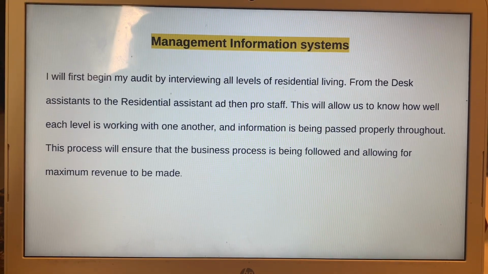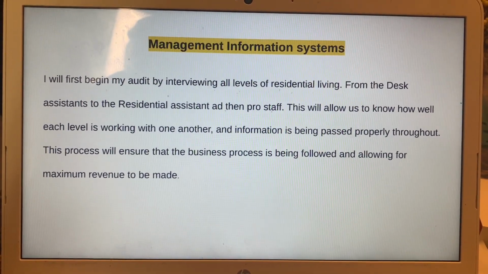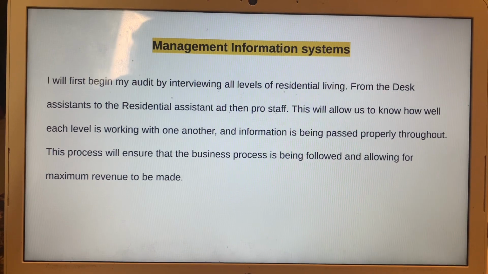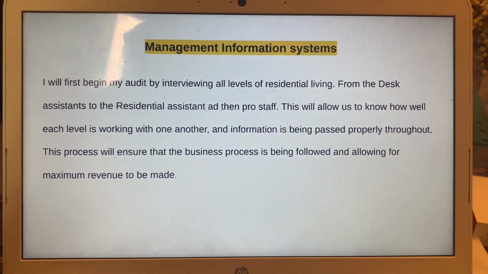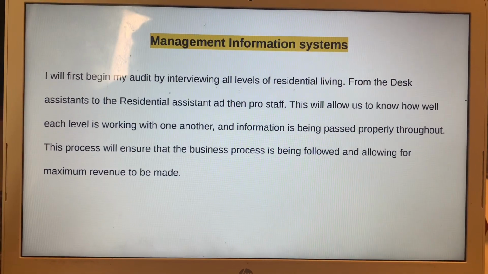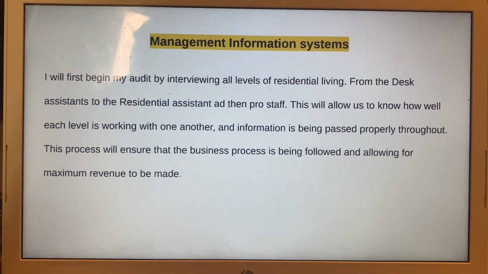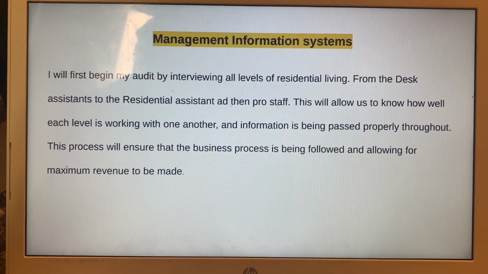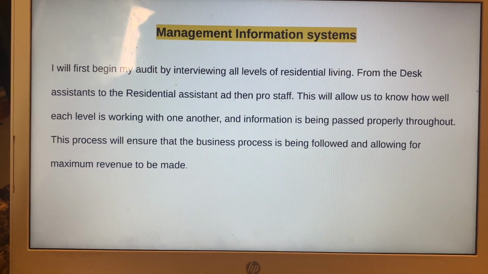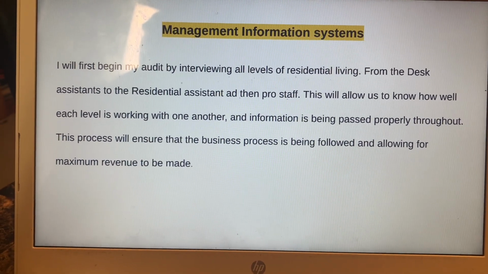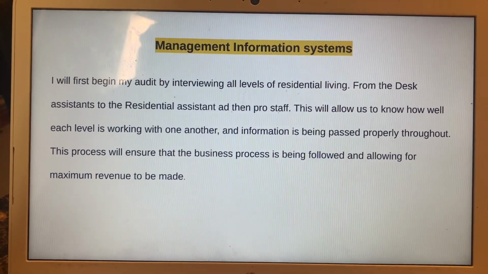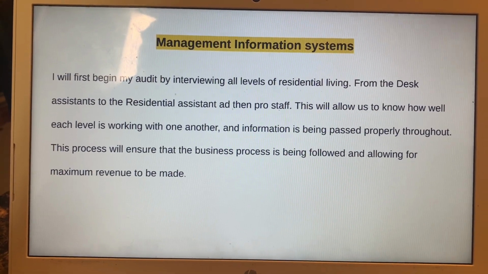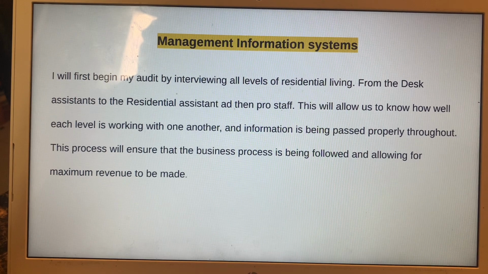Management Information Systems. I will first begin my audit by interviewing all levels of residential living. What I mean by this is that we'll start from the DAs to the RAs, and then to pro staff. This will allow us to know how each level is working with one another and information is being passed properly through. This process will ensure that business process is being followed in line for maximum revenue.